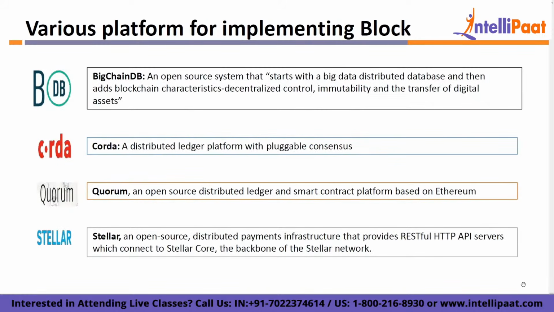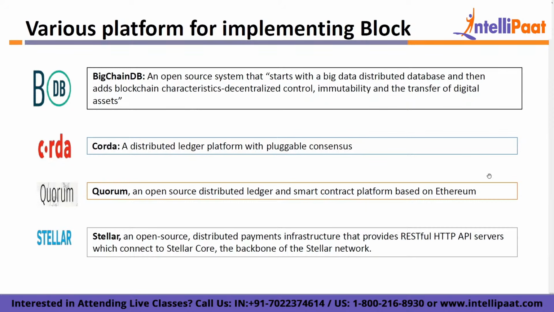There are various more. BigchainDB, an open source system that starts with a big data distributed database and then adds blockchain characteristics: decentralized control, immutability, and the transfer of digital assets. Then comes Corda. It is again a digital ledger platform with pluggable consensus. So multiple consensus algorithms can be plugged in and utilized, forming a different kind of blockchain with the flexibility of adding pluggable consensus. You can anytime change the consensus algorithm from proof of work to proof of stake, to PBFT, to POET. So it provides various options of using multiple consensus algorithms.